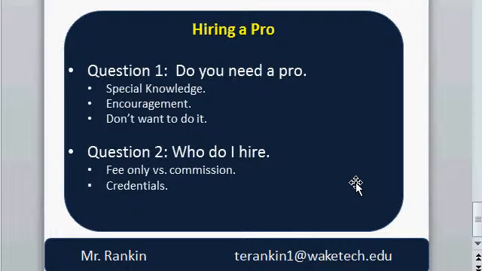Last point is, should you or should you not hire a pro? This is a very personal question. I think question number one is, you need to ask yourself, why are you hiring the pro? Is there some sort of special knowledge, or do they bring encouragement, or do you just not want to do it? Second question is, who do you hire? Most experts would recommend a fee-only versus a commissions-based one, and check their credentials. Again, very personal.